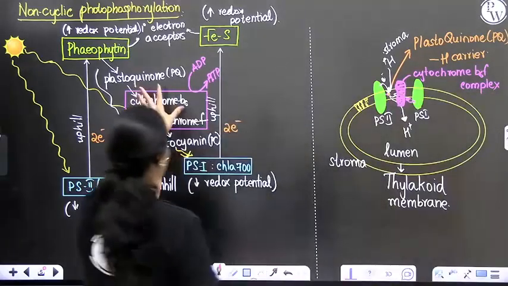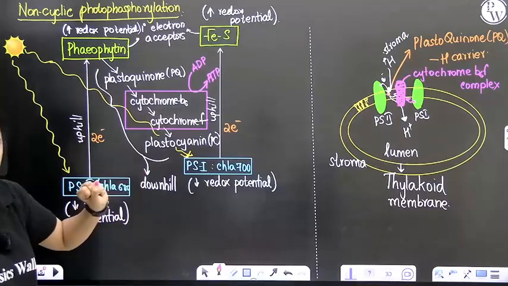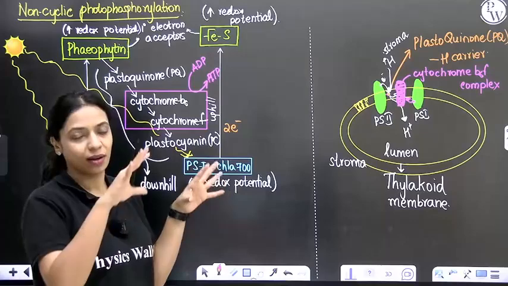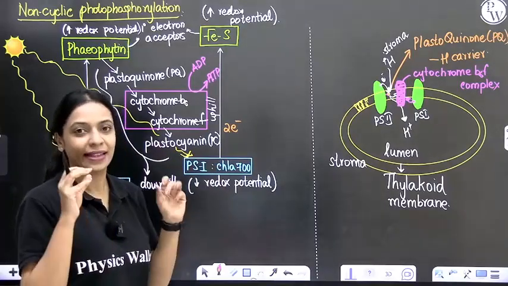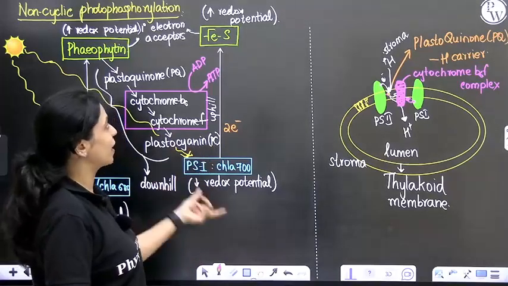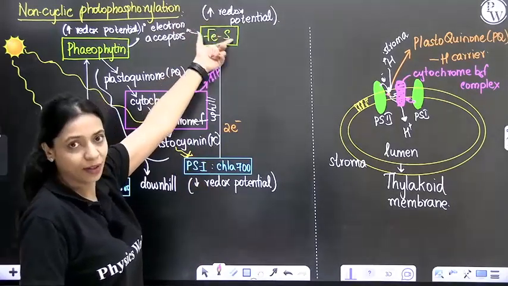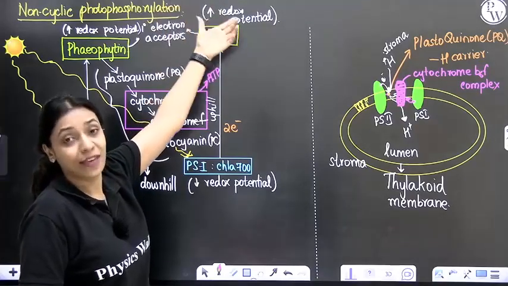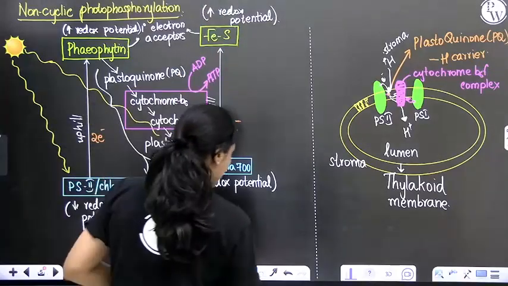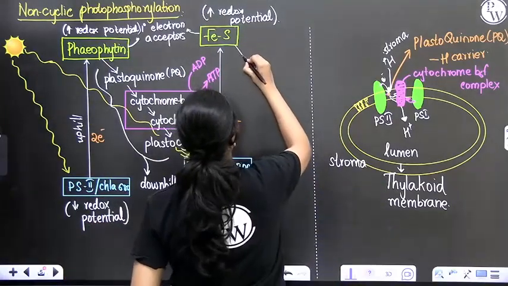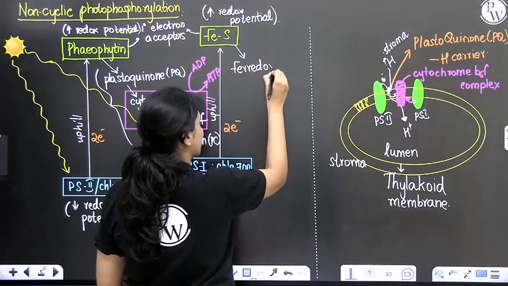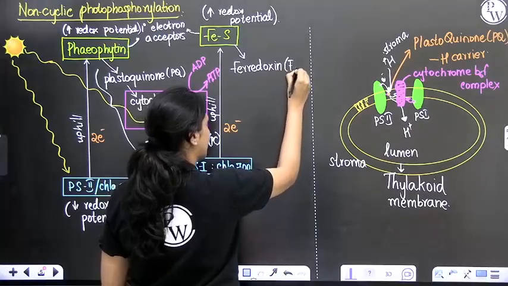So I was saying that the electron is picked up by this. Now listen, chlorophyll A700 also absorbed the sun's energy, and the electron from the magnesium in chlorophyll A700 also got excited. That was picked up by a primary electron acceptor, which is FeS, iron sulfur protein. Now this will again transfer it to a series of electron carriers. Which are those electron carriers? Next we have something called pyridoxine, which is represented by Fd.